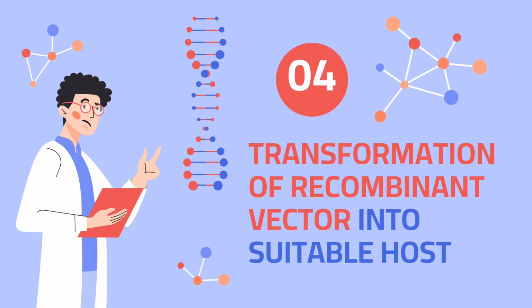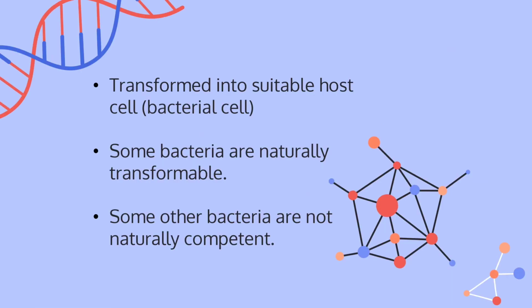Okay, the next step is transformation of the recombinant vector into a suitable host. An appropriate host cell is transformed with the recombinant vector, in other words, a bacterial cell. Recombinant vectors are automatically taken up by some bacteria since they are naturally transformable. But for bacteria that are not naturally competent, recombinant vectors are incorporated artificially through methods like calcium ion treatment and electroporation.